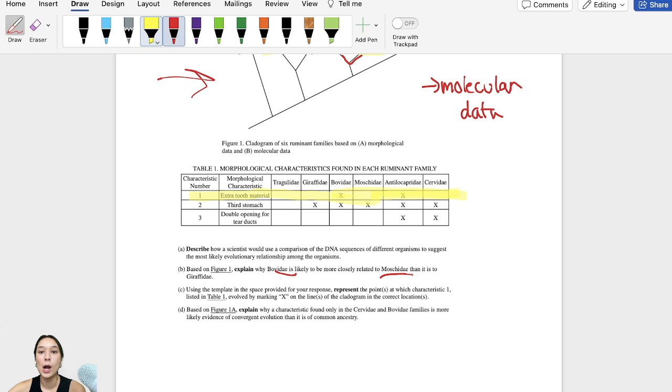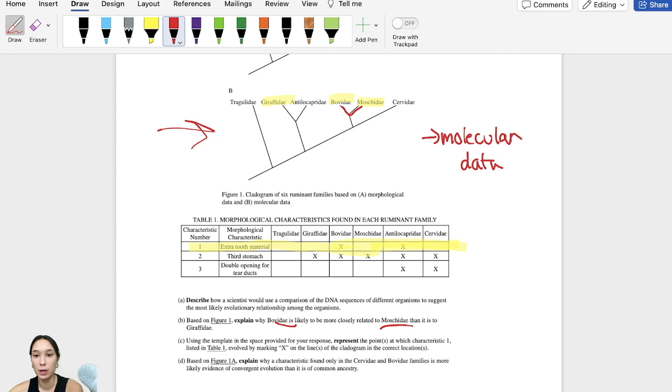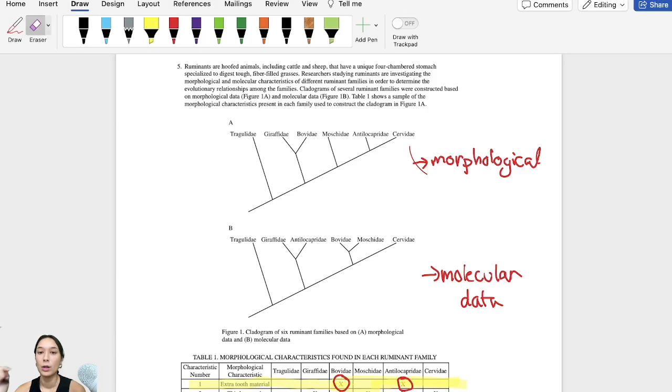They want to know where this developed. So the only two that have extra tooth material is Bovidae and Antilocapridae. Since this table is our morphological characteristics, we're going to use A, which is our morphological data. So we have to model it on A. Don't model it on B because this is not molecular data. We're doing it morphologically, so we're using A. Again, the only two that have it are Bovidae and Antilocapridae. So where are those? We've got Bovidae here, and then this one here.